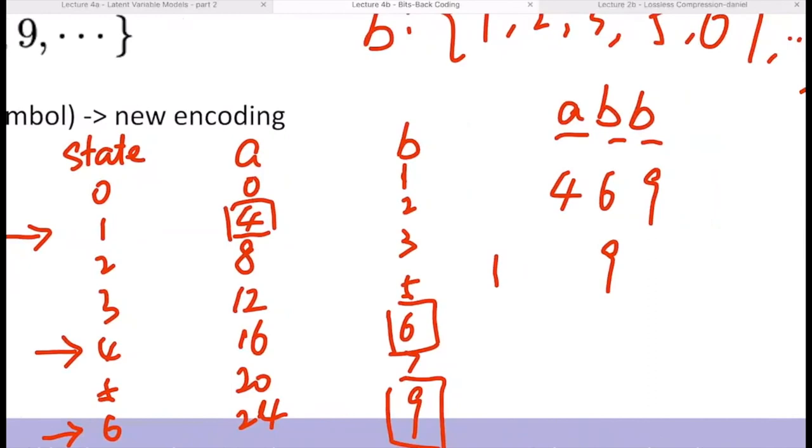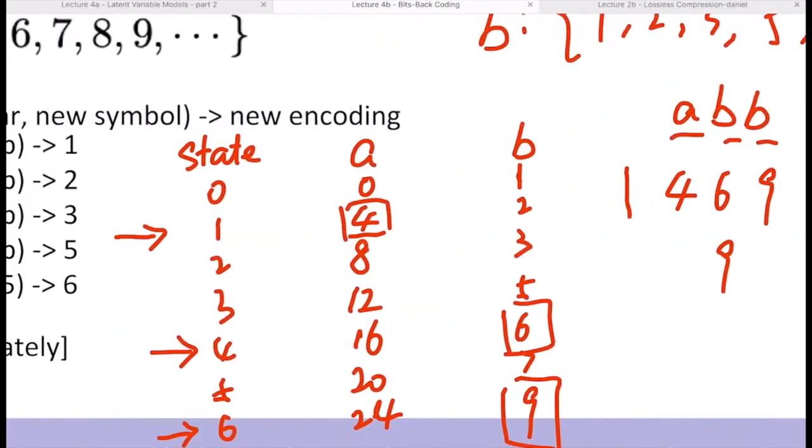So in a way, it's just by random. We can actually choose any of the states. But I think there might be some issue if we choose the state 0, because if we choose state 0, we do not know how many A's are appended at the beginning.